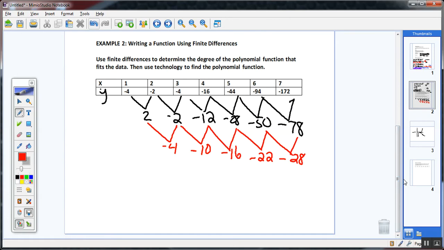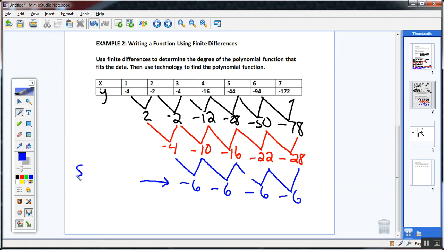And check out what happens here in the third. Kids, what's -10 minus -4, or -10 plus 4 in other words? -6. What's -16 plus 10? Or what's the change here again? I see something. What's the change here? It's negative what? What happened right here, kids?